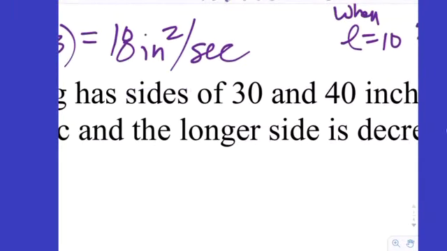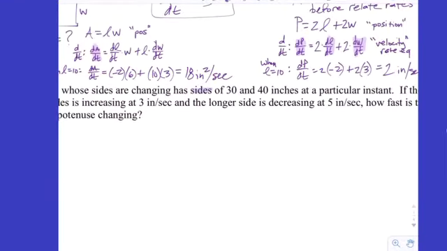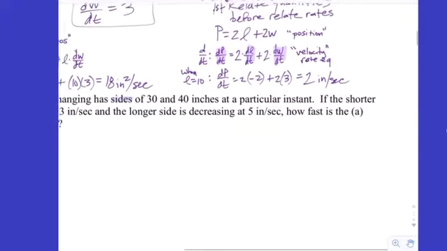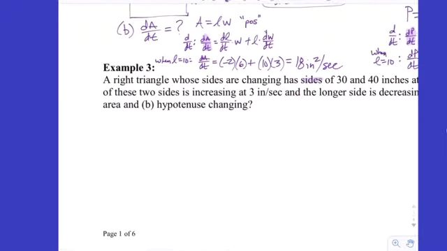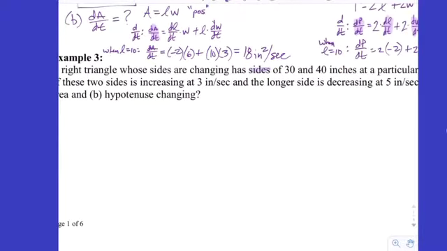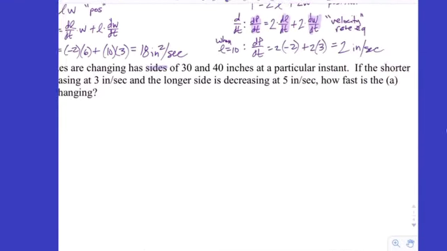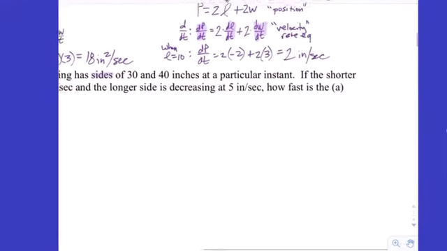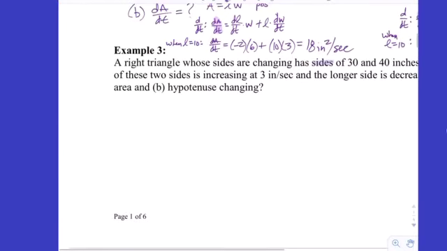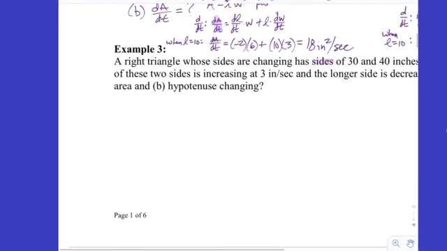When we say sides, that means legs, non-hypotenusal sides, okay? So 30, 40. Oh, wow, you're already all over that. If the shorter of these two sides is increasing by 3 inches per second, while the longer side is decreasing by 5 inches per second, how fast is the A, area, and B, hypotenuse changing?